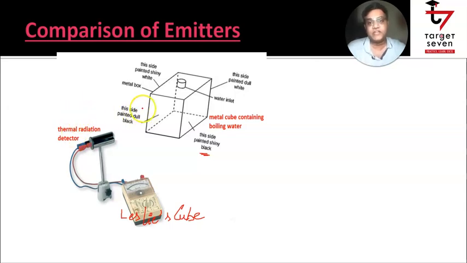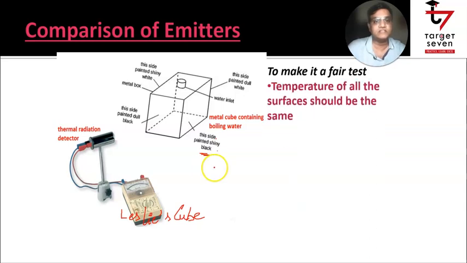If I try to measure the temperature from each of these sides, we will get to know that the shiny black surface will emit the maximum amount of radiation because black is a good absorber, or rather it is a good emitter.